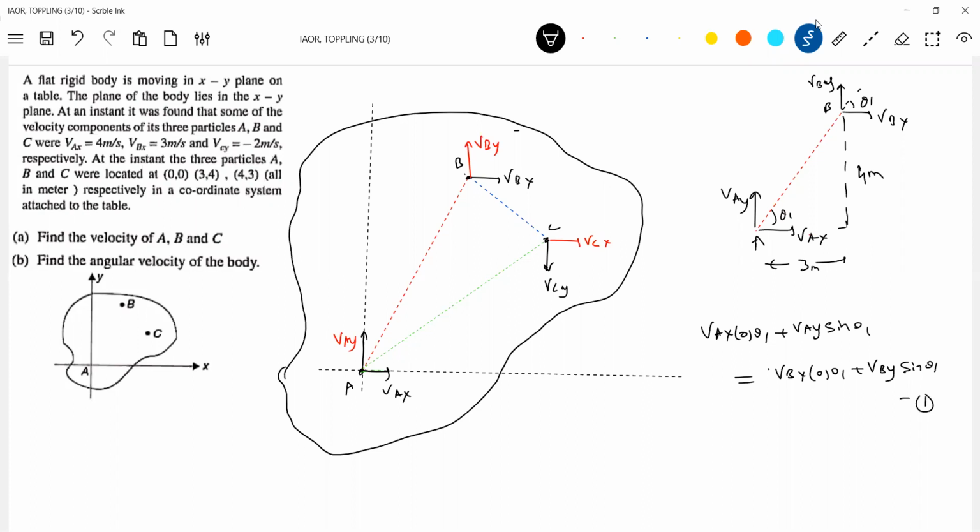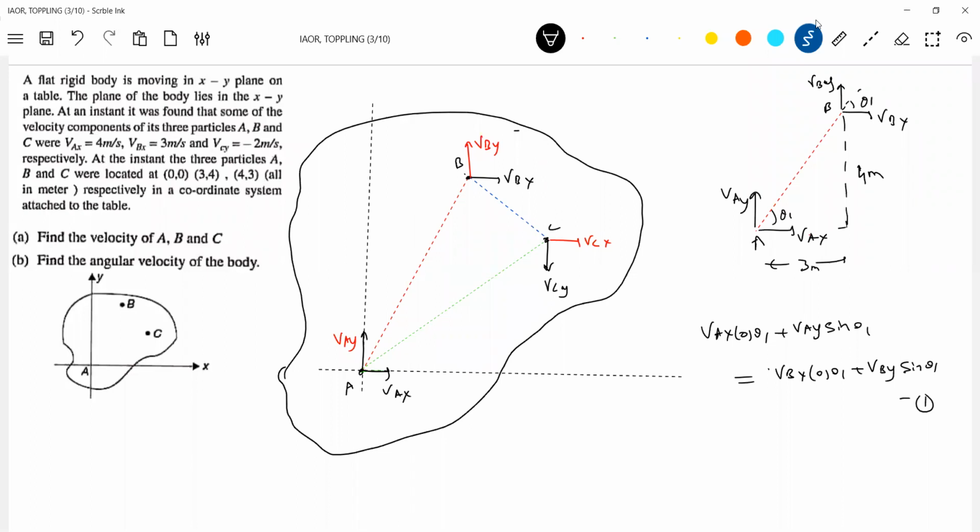Now what to do after this? Similarly, I'll go for the line AC. Similarly, I'll go for the line BC. So how many unknowns are there? VAY, VBY, and VCX. 3 unknowns are there, 3 equations I'll write. Then I'll solve it and get the required answer.